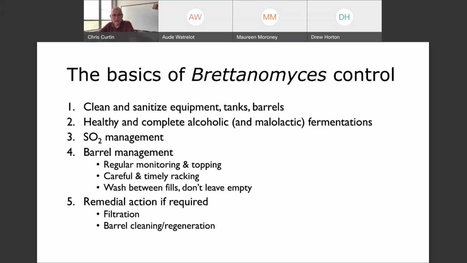And if you do have a barrel that goes Bretti, it is possible to remediate that barrel. You don't necessarily have to discard it, but you just need to do it with an eye to being very careful. If you keep that barrel in your winery and keep using it, I'd keep it sequestered until you're confident that you've done a good job and the next batch of wine that goes in there doesn't develop Brett.